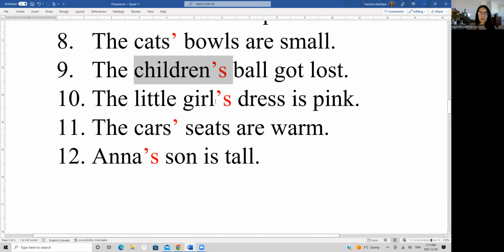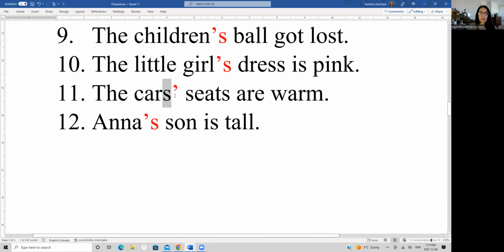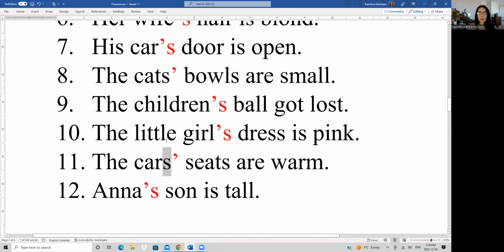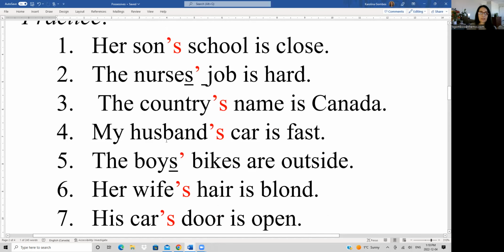The little girl's dress is pink. Apostrophe S because it doesn't end with S. Cars ends with an S, so here I just have to put the apostrophe. The cars' seats are warm. What am I talking about? The seats of the car. Okay. Anna's son is tall. Anna, son, no S here, so I can put apostrophe S. Anna's son is tall. So this is one way to express whose something it is.